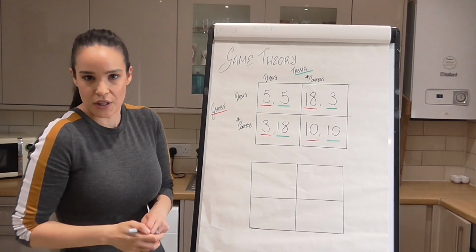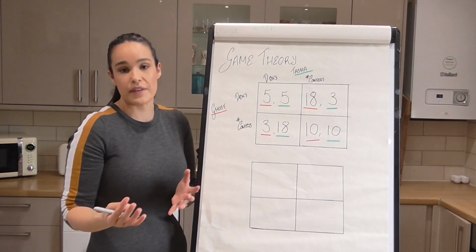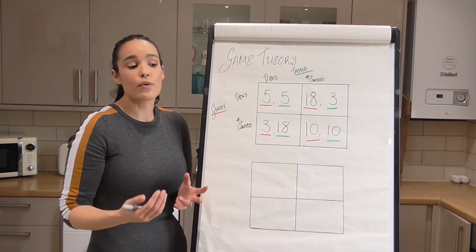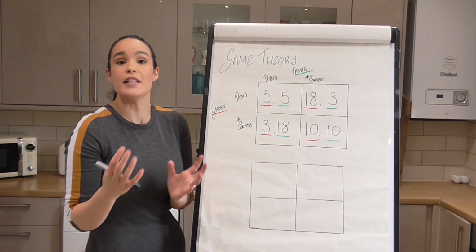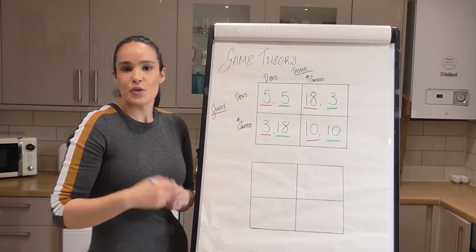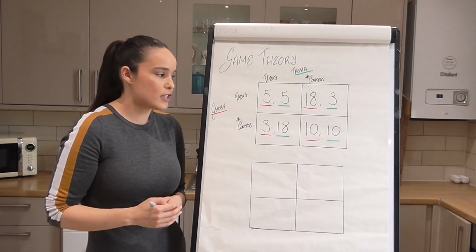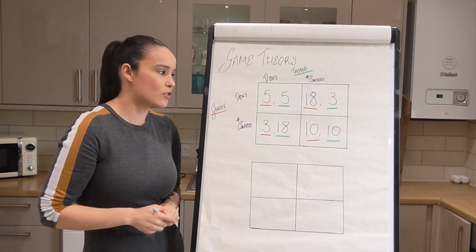It's her best option. It's what we call a dominant strategy, and in all of the game theory matrices that you draw at A-level, and definitely when you get to university if you're studying economics, you will have 2 dominant strategies. You won't have a weak strategy and a dominant strategy. Both firms will have dominant strategies.